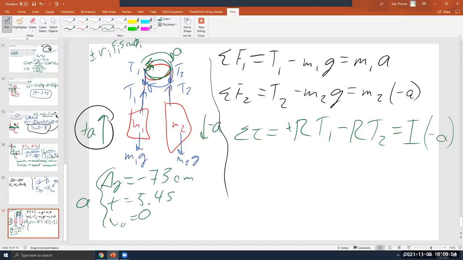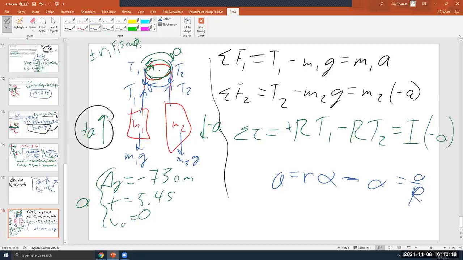And then that's actually the problem is done right there. So we have T1 and T2 from these first two equations. And then you plug those in, you plug in your radius. And then the last thing is, what do I do with alpha? I don't have an alpha, but I do know that my accelerations and my alphas are always related with a equal to R alpha. So in other words, alpha is a over R.